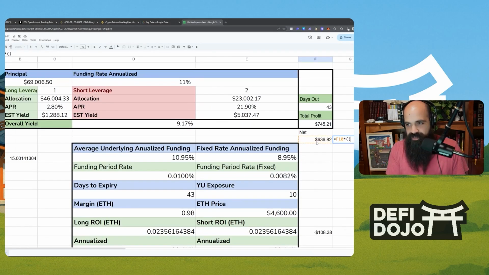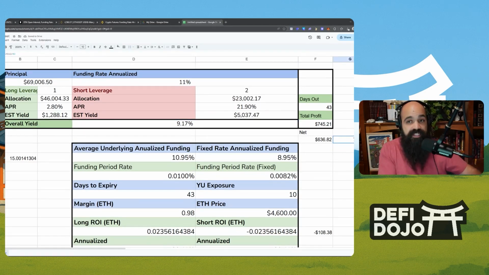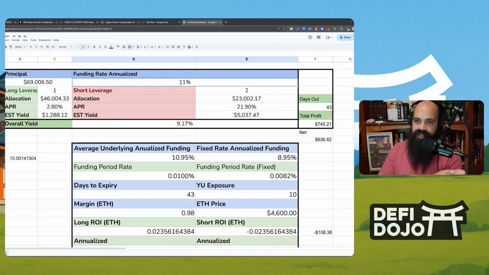which if you annualize, which you can if you want to, is this times, right, 365 divided by days out, and then divide that by the principal, which is this. You're still annualizing 7.8%. So you're not giving up that much APR, right? So you go from a 9.17 to a 7.83, but you were hedged the entire time. And also, it's not going to stay at 10.95 the entire time.